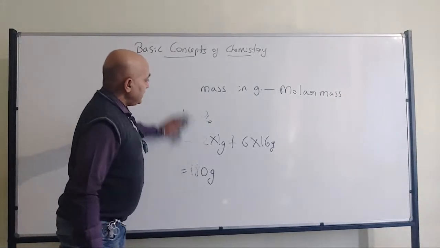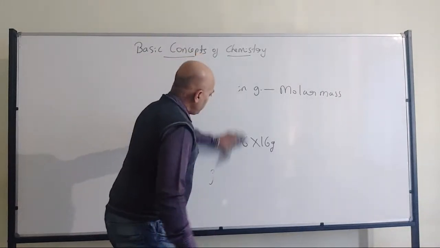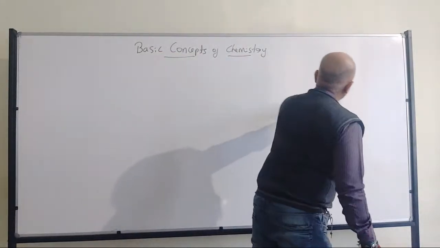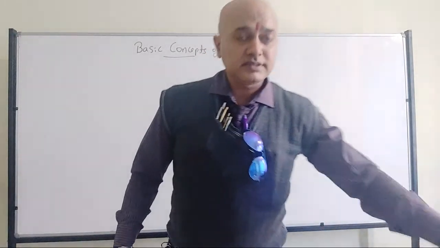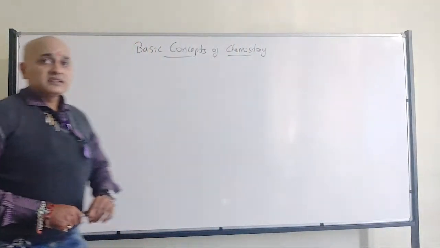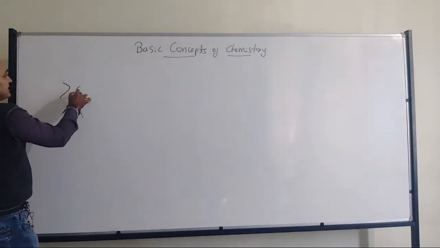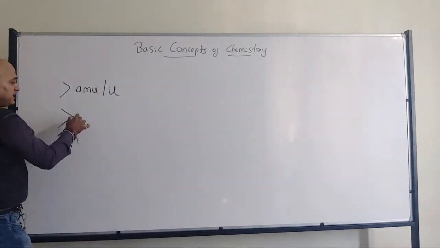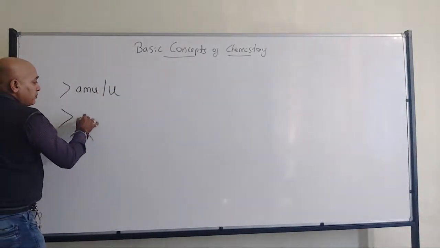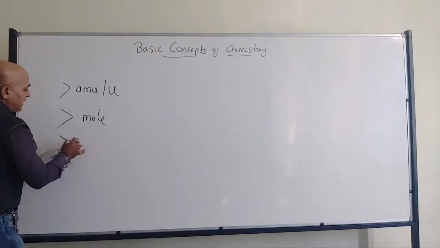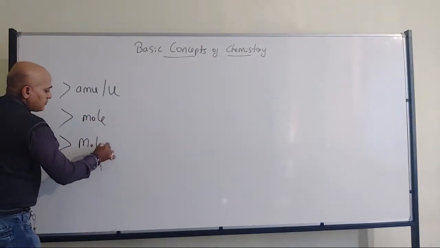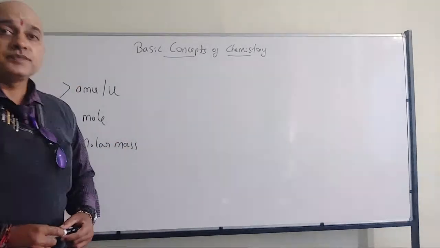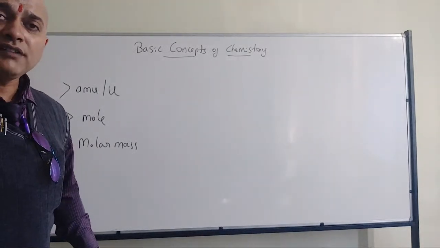So that's where we have the concept of atomic mass unit or unified mass, and molar mass, and mole. What we have discussed here is related to atomic mass unit or unified mass. Then we have discussed the mole. Then we have discussed molar mass, right? So that's where we have the difference. Fine, all of you have understood.